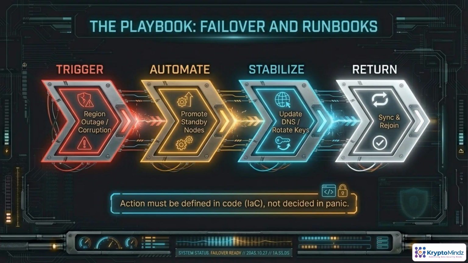Next, you stabilize trust anchors. Rotate or reissue keys, update DNS and endpoints, and ensure auditors can trace every step. The last phase is returning to steady state by resynchronizing ledgers, rejoining nodes, and formally closing the incident. Every one of these actions should be encoded as infrastructure as code and rehearsed, not invented during a crisis.